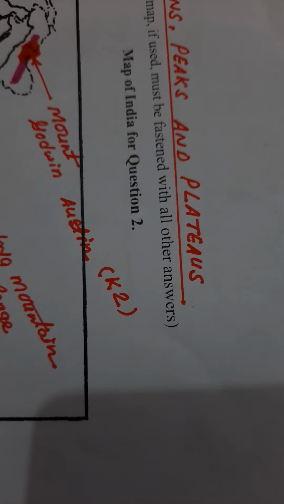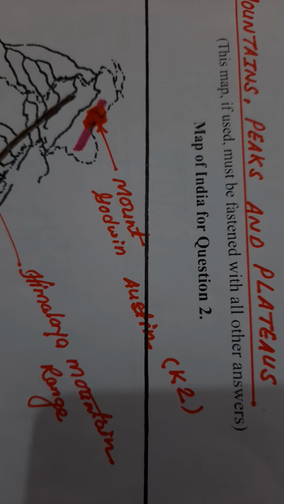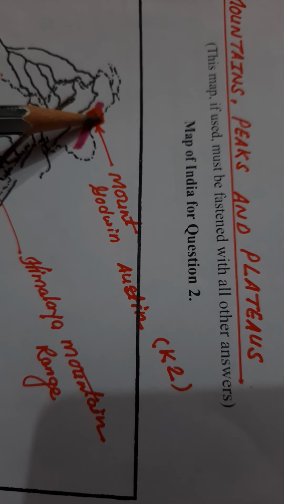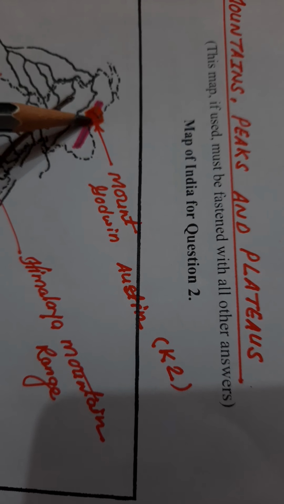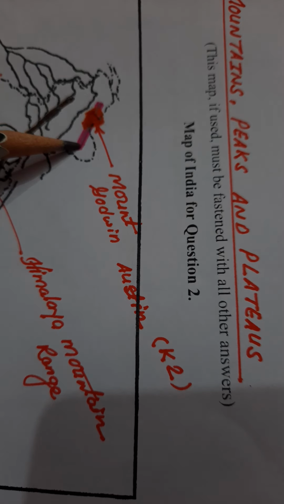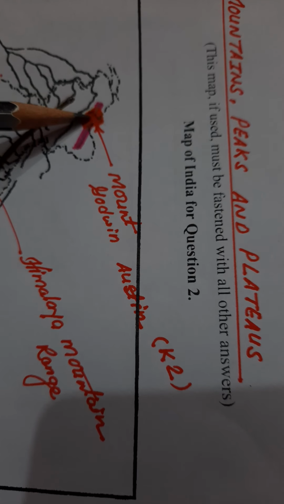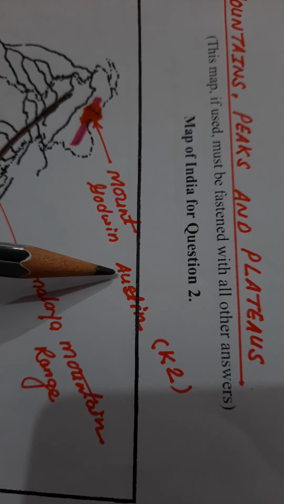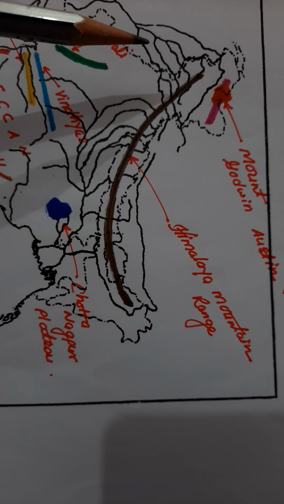As you can see, this is the map of India for question number 2. Here, first, Mount Godwin Austen. This is a mountain peak, and you can see the triangle here. This triangle shows the mountain, and this is the Karakoram range. The pink color here is the Karakoram range, and the triangle you shade with a different color is Mount Godwin Austen. That is also called K2. Remember, K2 is another name for this.